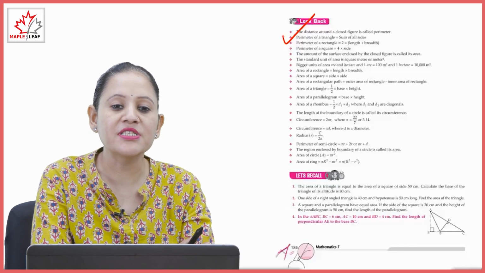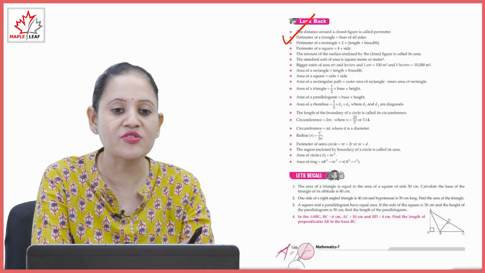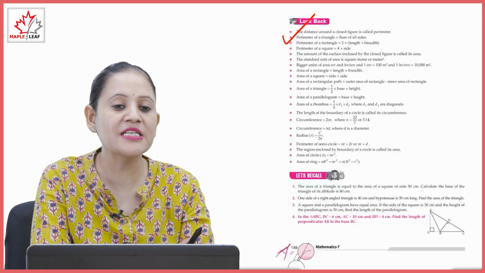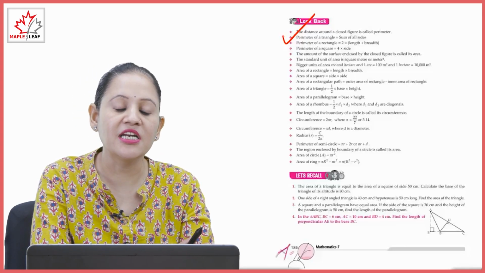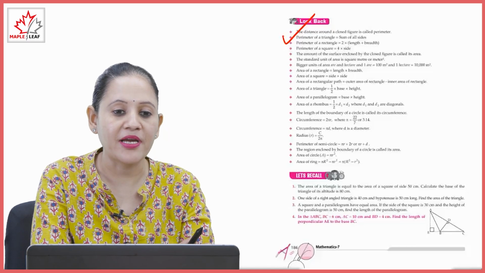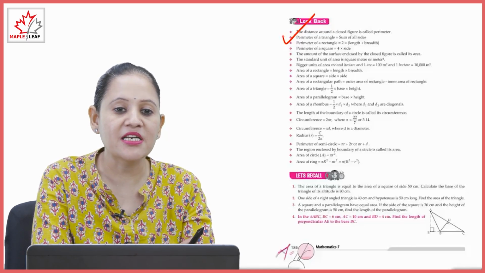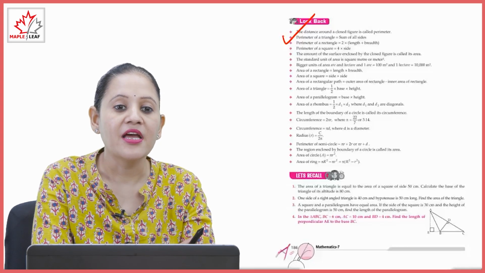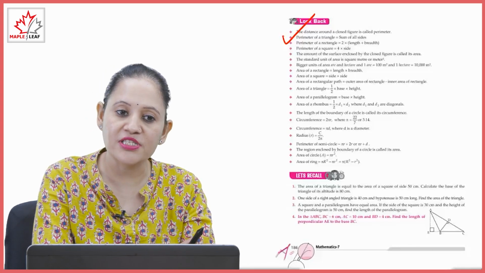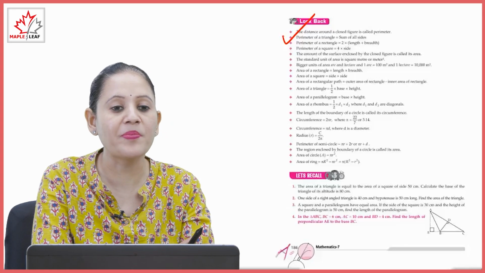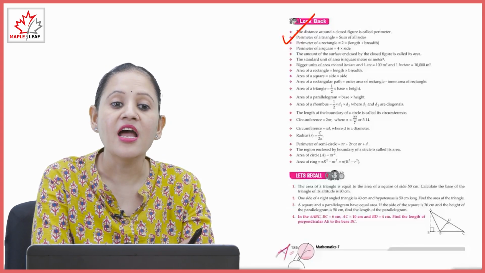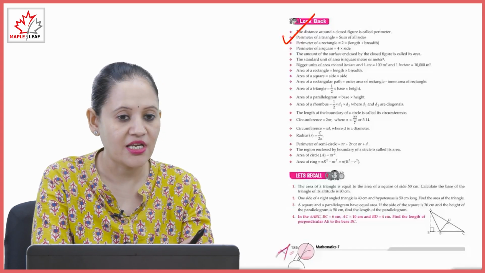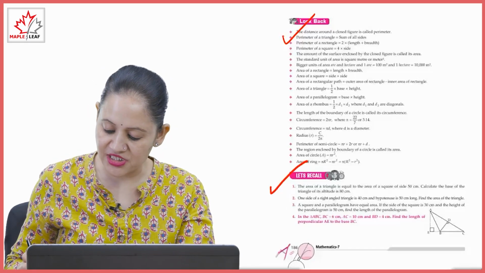The length of the boundary of the circle is called circumference. Circumference is equal to 2 pi r. Pi equals 22/7 or 3.14. Circumference is also pi d, where d is the diameter. Radius equals c upon 2 pi. Perimeter of the semicircle is pi r plus 2r or pi r plus d. The region enclosed by the boundary of the circle is called its area. Area of the circle is equal to pi r square. Area of ring is pi R square minus pi r square, that is equals to pi into R square minus r square. Next, let's recall. Practice all these questions.